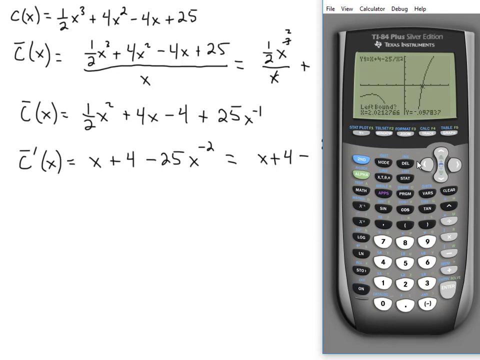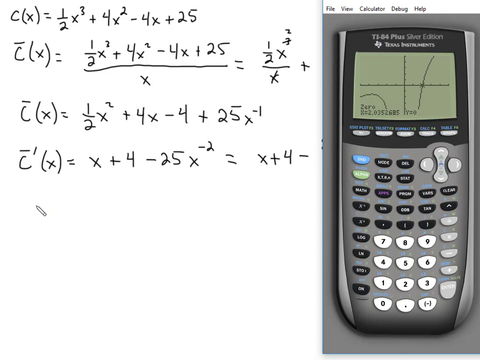It's going to ask you for a left bound, so notice that you need to get that cursor so that it's to the left of that place that it crosses the x-axis. Anywhere to the left it's fine, so we just press enter there, and then it asks for a right bound, and so we want to move it over so that it crosses over the x-axis, goes to the right of the place where it crosses, and then just press enter, and then it says guess, so you're just going to press enter one more time.